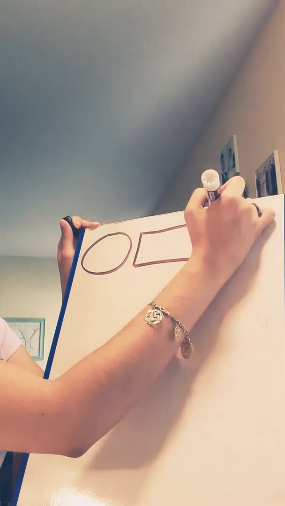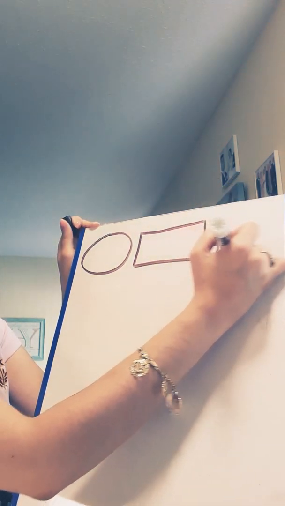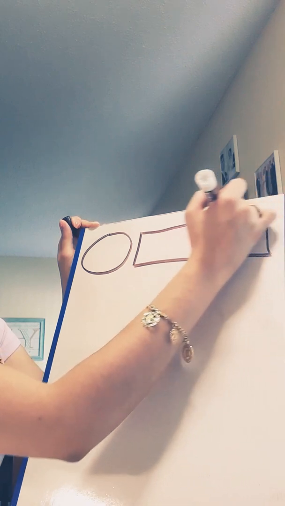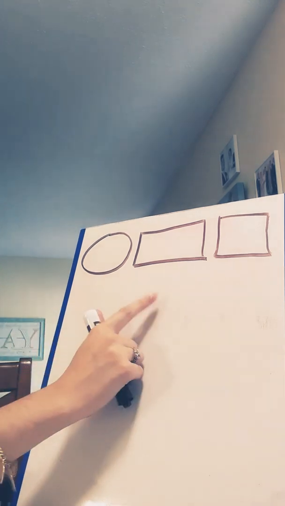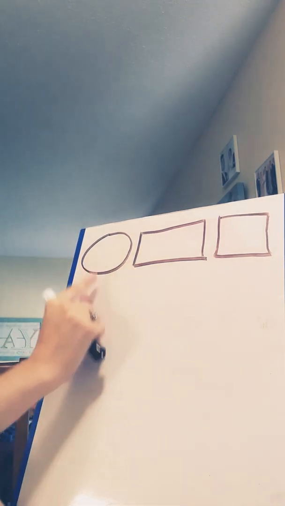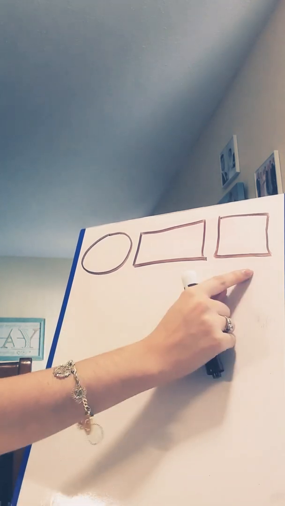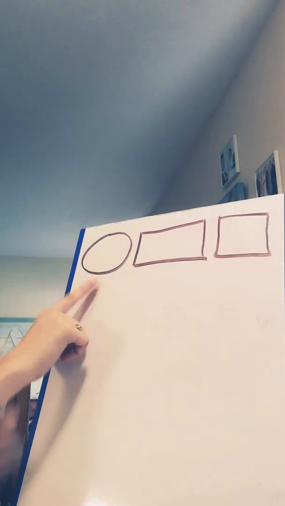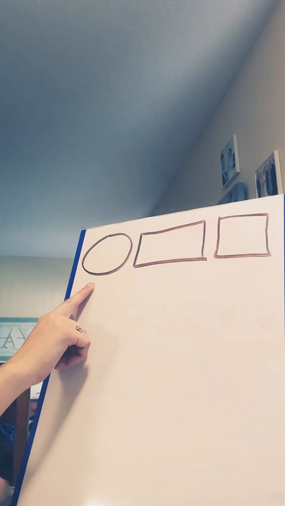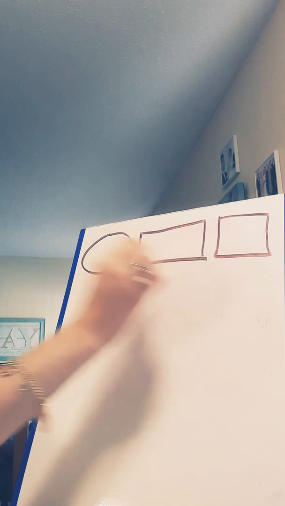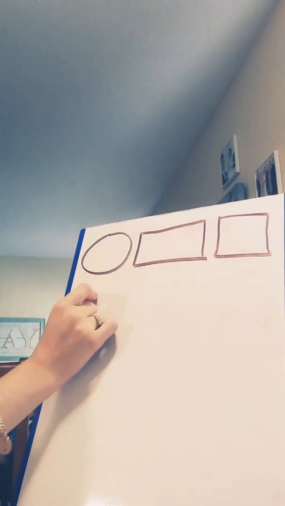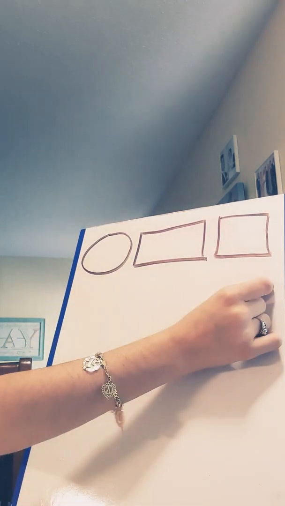And then you have a square. Okay? You have to draw to show halves, thirds, and fourths. And then you're going to color a half of, a third of, or a fourth of. Okay, so this one is going to be for halves. This one will be for thirds. This one will be for fourths. And then you have to color in a half of, a third of, a fourth of.